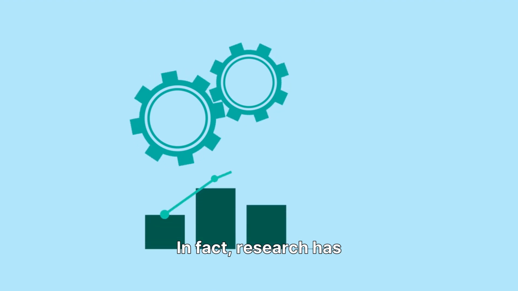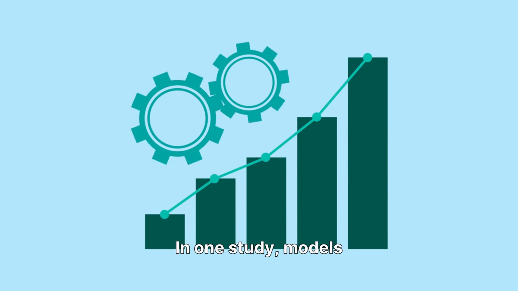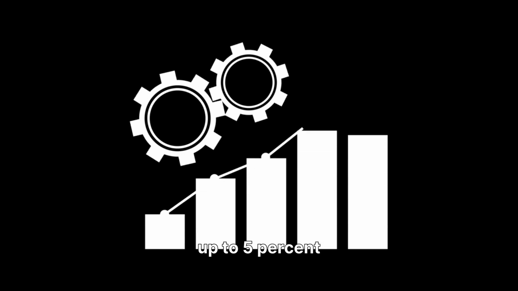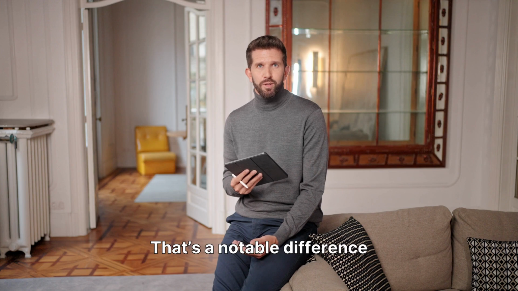In fact, research has shown that using dropout can lead to a significant improvement in model performance. In one study, models that employed dropout achieved up to 5% higher accuracy on test datasets compared to those that didn't use dropout. That's a notable difference in the world of machine learning.